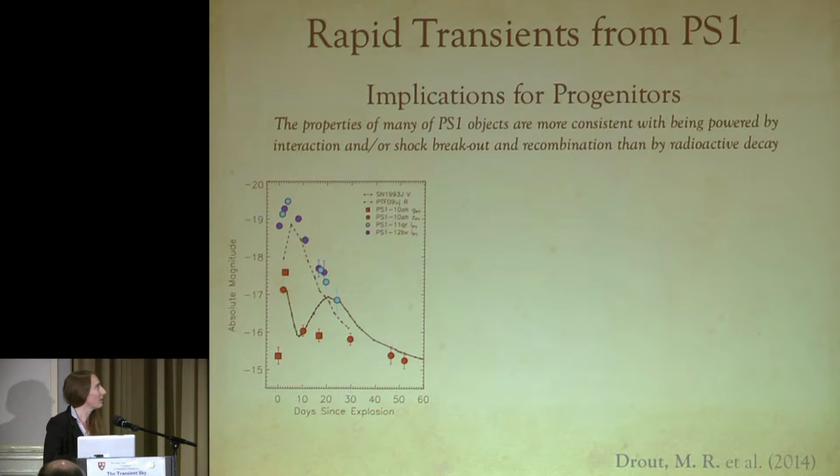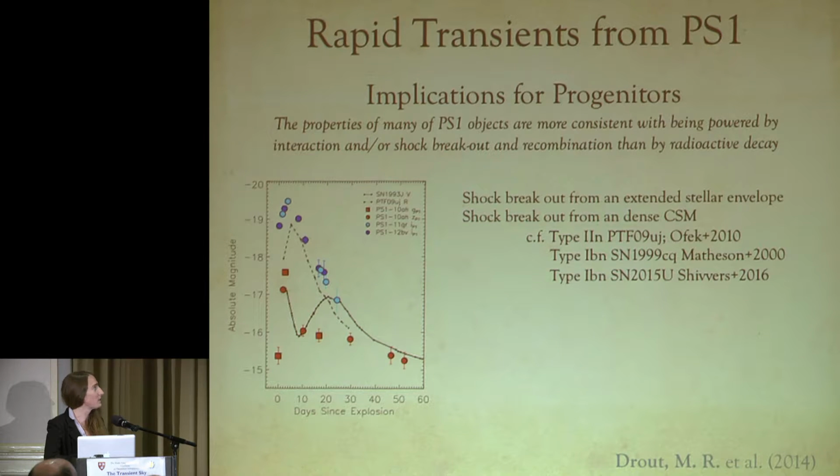In particular, it really highlights in my mind that many of the properties of the Pan-STARRS events are much more consistent with being powered by some sort of interaction or shock breakout and recombination, as opposed to by radioactive decay. You really can't get something that is both that luminous and that rapidly evolving being powered primarily by radioactive material. So what does that actually mean?